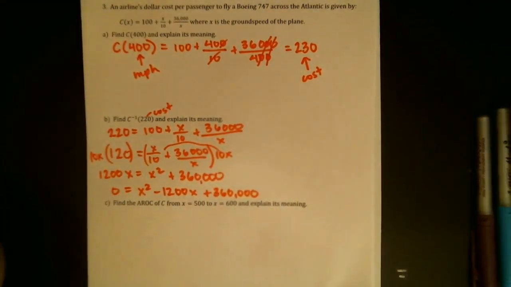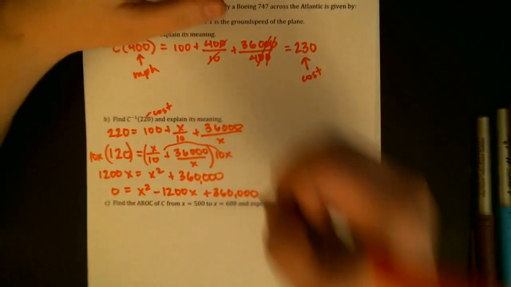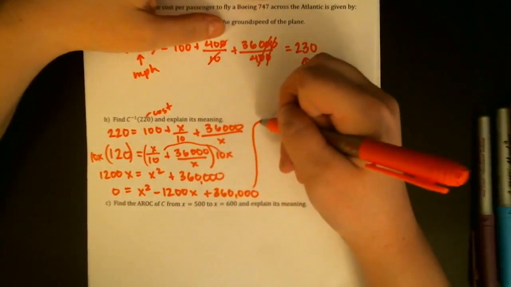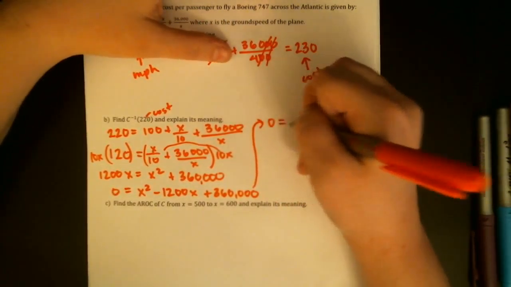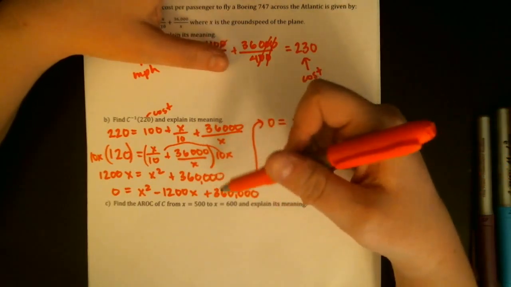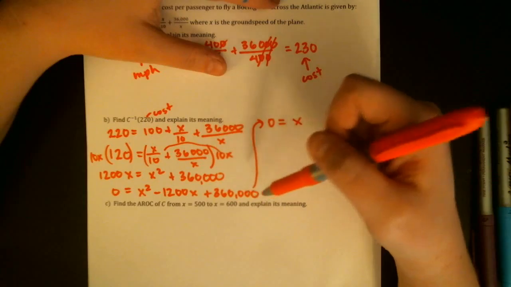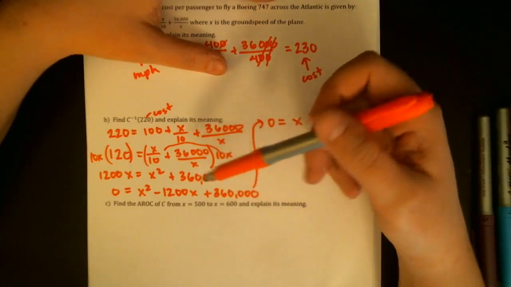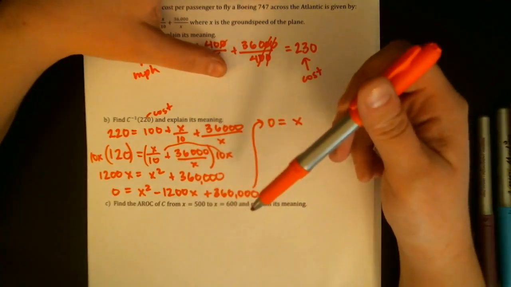All right, and then factor or use the quadratic formula. With big numbers like that, I think a lot of people will go for the quadratic formula, but let me just say that I actually think I was kind of nice to us. If we look at this, we want factors of 360,000 that add up to negative 1,200.